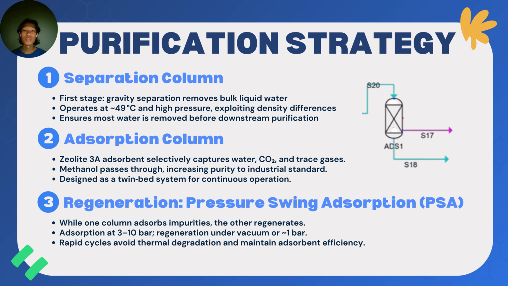The process begins in the separation column. The first stage utilizes gravity separation at high pressure and approximately 49 degrees Celsius. By exploiting density differences, we are able to remove the bulk of the liquid water, protecting our downstream equipment from heavy moisture loading. The second stage is the precision adsorption. The stream enters the adsorption column. Here we utilize the zeolite 3A, a highly selective adsorbent that captures remaining water.